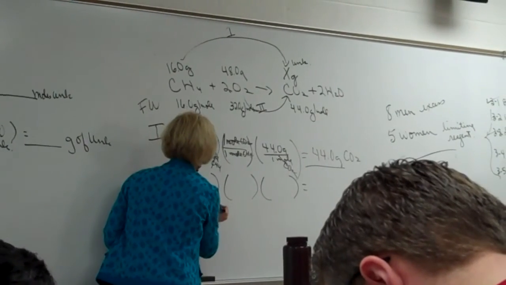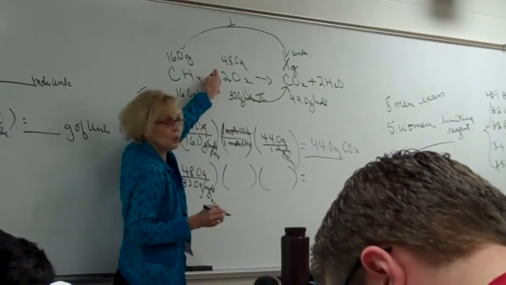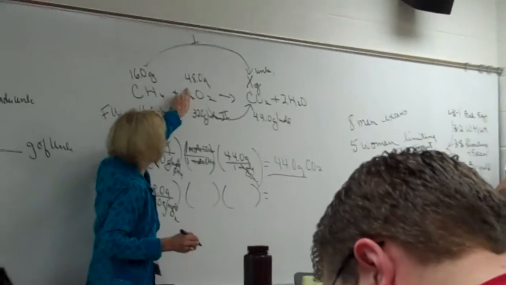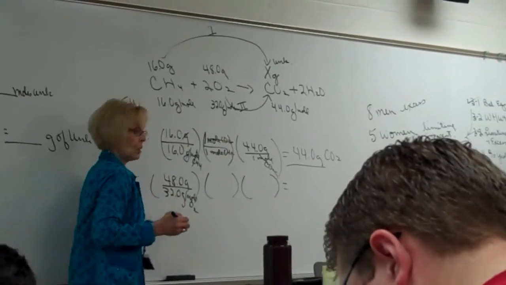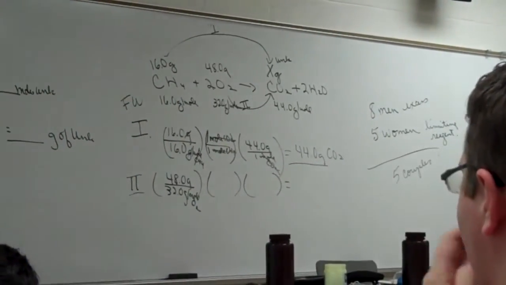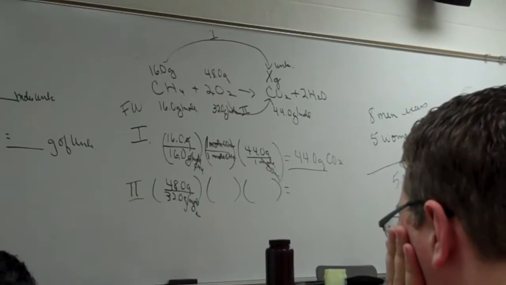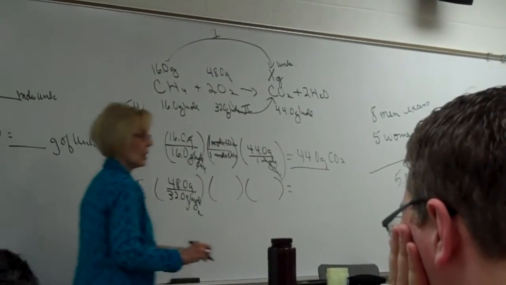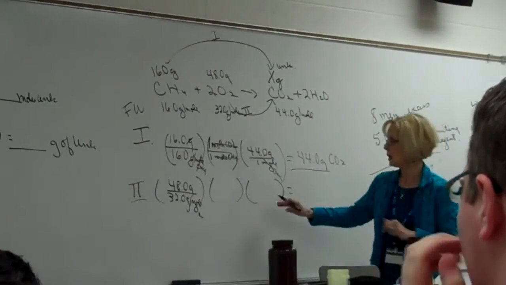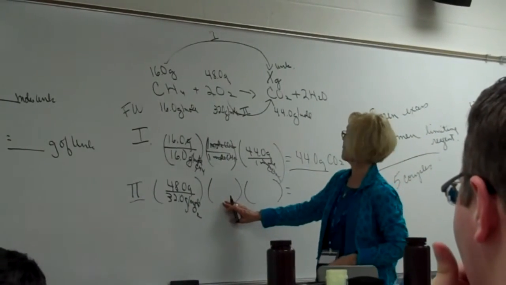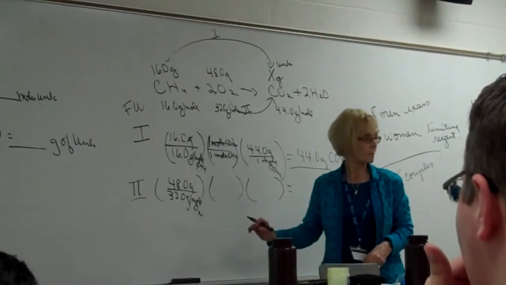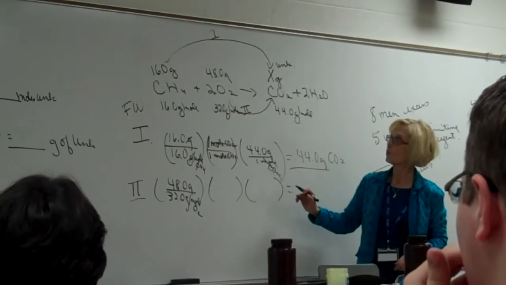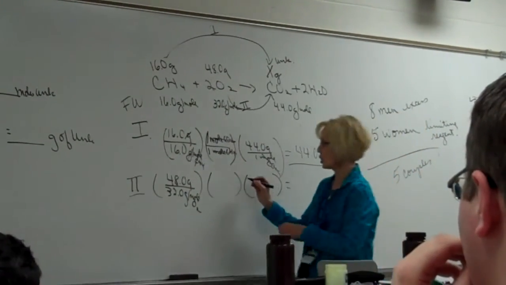Grams per mole of O2, which is going to switch this into moles of it. 48 divided by 32, which is where you are right over here. You got grams and you need moles, so we divide it by the formula weight. Okay, then we come over to here. Tanya, what's my mole ratio? 1 to 2. 1 to 2.